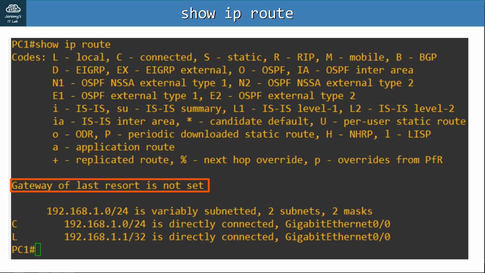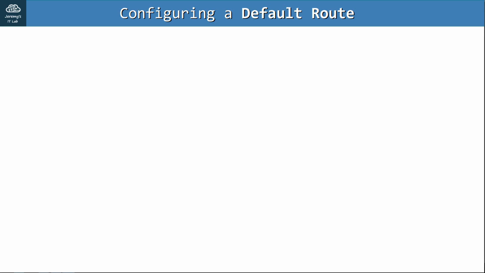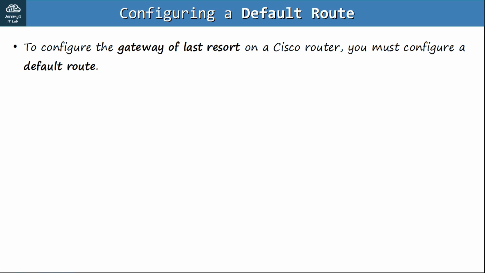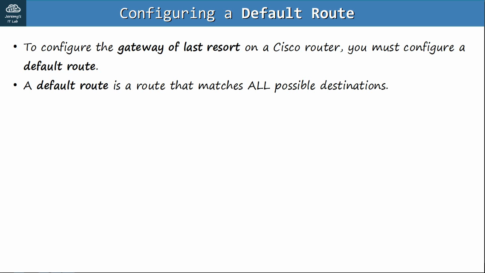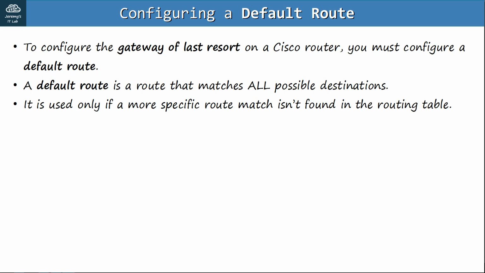So let's configure the default gateway on our PC, which, as I said before, is actually a Cisco router. To configure the default gateway, also known as the gateway of last resort on a Cisco router, you have to configure what's called a default route. A default route is a route that matches all possible destinations. However, it is used only if a more specific route match isn't found in the routing table.